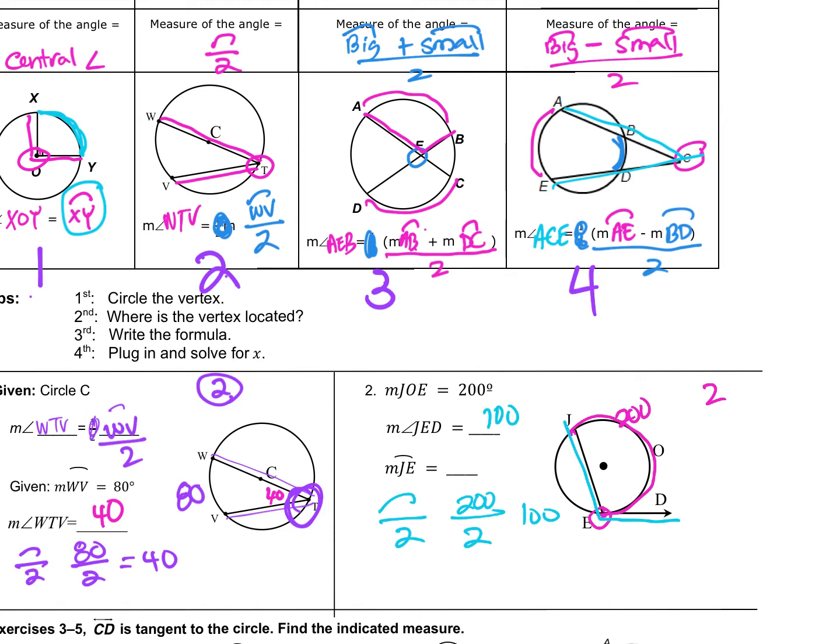Now let's figure out what is arc JE. So we're trying to find J to E from here to here. So how many degrees are inside of a circle? You got it, 360. We know this one arc right here is 200. So we're going to subtract them, and that gives me 160.